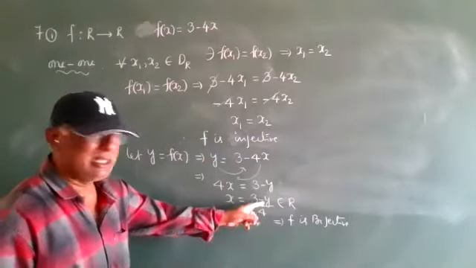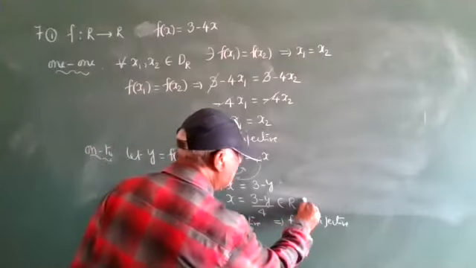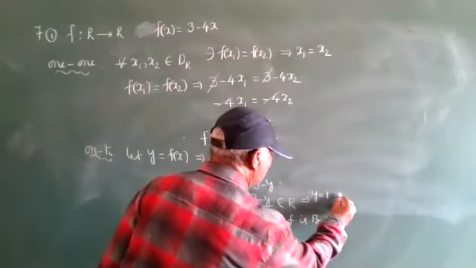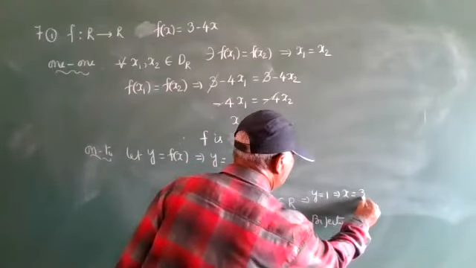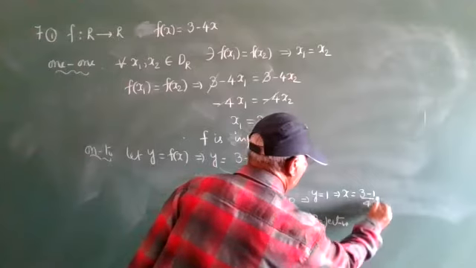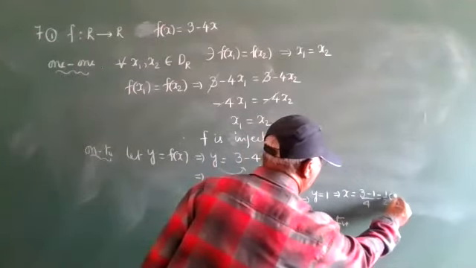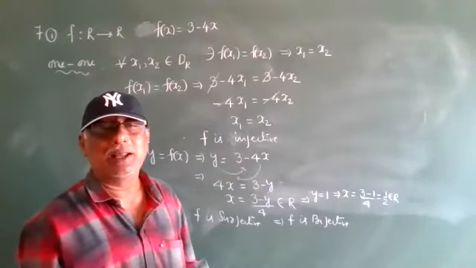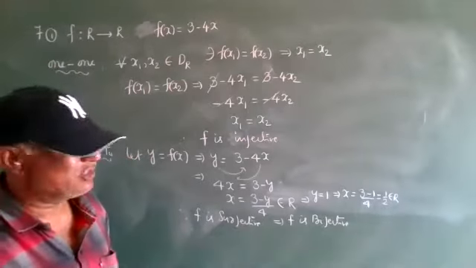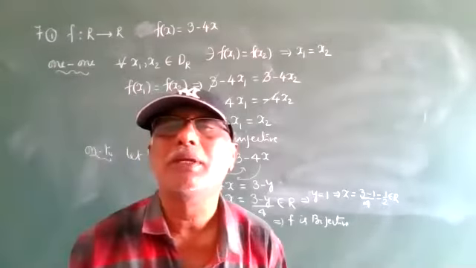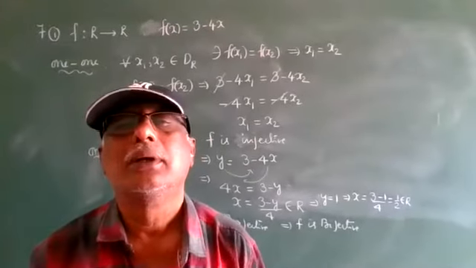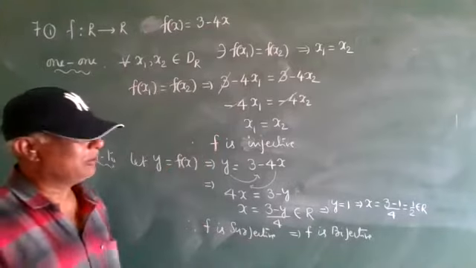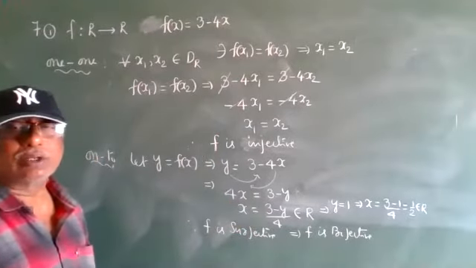One value we can substitute here. Any one, see, y is equal to 1. We can substitute x is equal to (3 minus 1) by 4, which is 1 by 2, and 1 by 2 belongs to R. Is it clear? Anyone who has a doubt can check. You can write down one value and check.